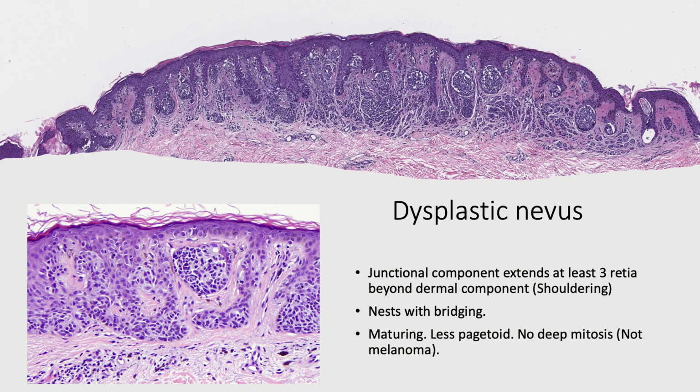But in contrast to melanoma, there should be no pagetoid spread, or fewer pagetoid cells, and there should be no deep mitosis, and it still shows a pattern of maturation, but sometimes it can be very challenging. That is one of the challenging areas in dermpath and needs special training. For your level, I think knowing the concept of shouldering and bridging is enough.